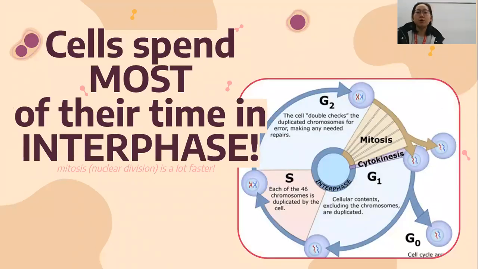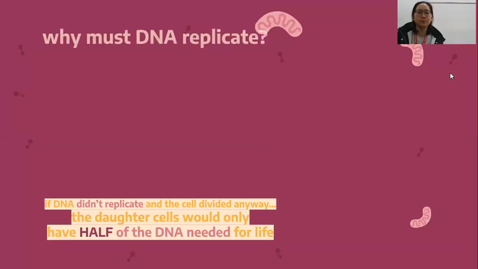So we know that cells spend most of their time in interphase, like 90% of the time, right? Mitosis, or nuclear division, is a lot faster because the DNA is kind of exposed there. It's kind of dangerous if the cell lingers too long in that phase, so it's going to go as fast as it can, and it's really, really short and fast and precise.